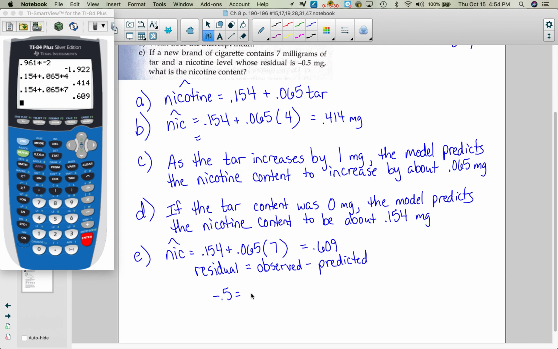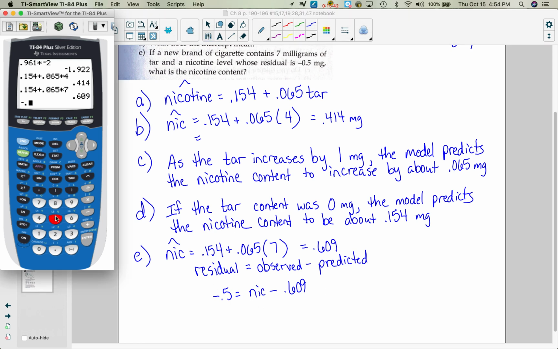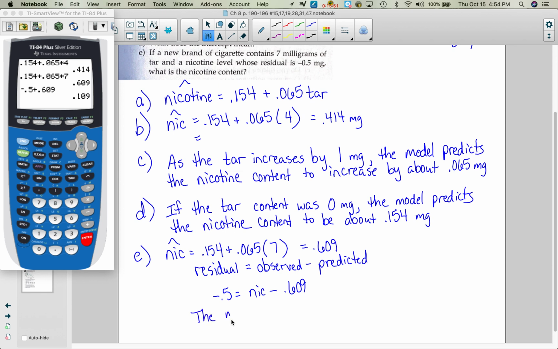So I don't know this one, so I'm just going to call it Nic for nicotine. Minus predicted was 0.609, and you're just literally solving this. So add 0.609 to both sides. So negative 0.5 plus 0.609. So then the nicotine content is 0.109 milligrams. So you definitely want to remember how to calculate the residual, and then just write that down if you need to, so that you don't make a careless mistake.